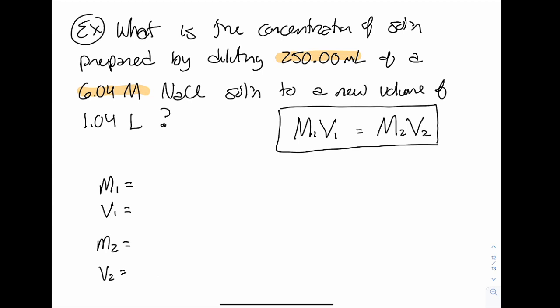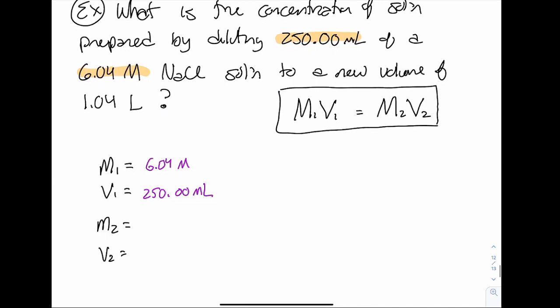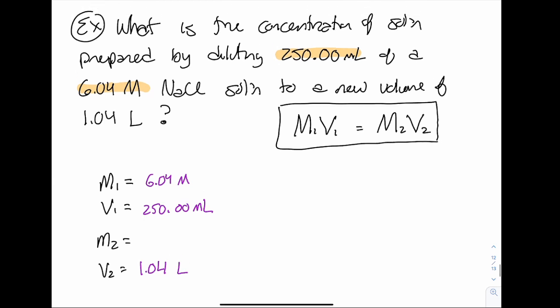So my original concentration, 6.04 molar. My original volume, 250.00 milliliters. And again, make both of those the twos if you want. It doesn't matter. And then the new volume is 1.04 liters. And then we're solving for the new concentration. That's my unknown, the one we don't know.